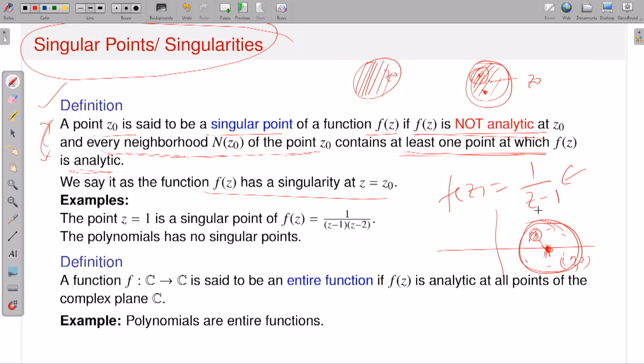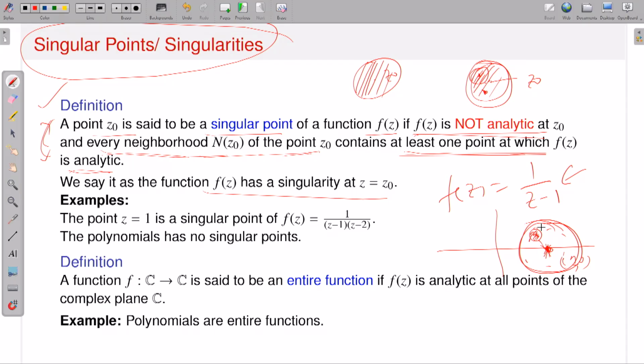So this function is a quotient of two polynomials, so therefore my function has no singularities in this neighborhood. My function is differentiable, therefore it is analytic. Now the function f(z) = 1/(z-1): whatever neighborhood I take around the point 1, it contains the point 1 where my function is not differentiable. That means my function is not analytic.